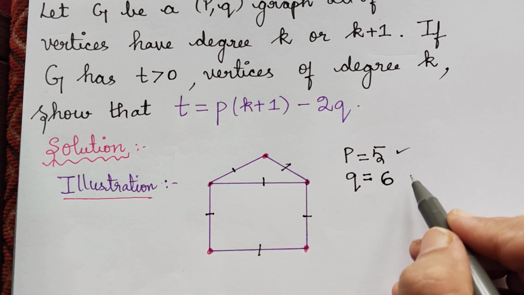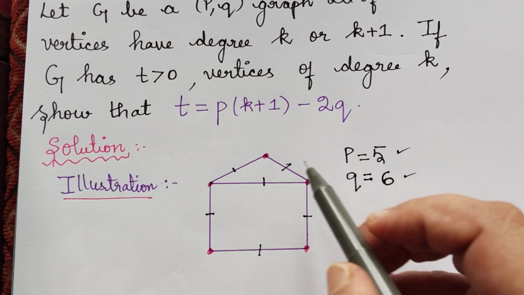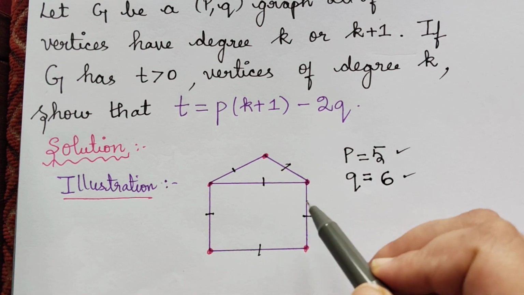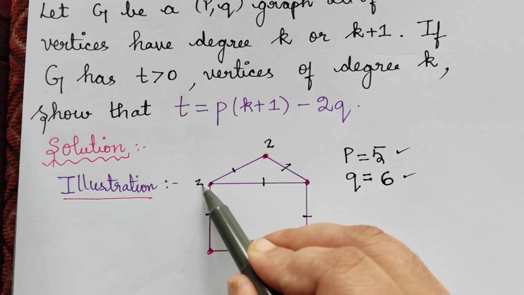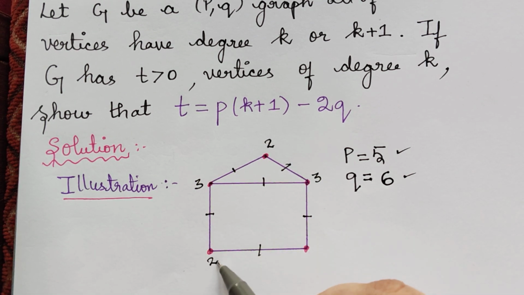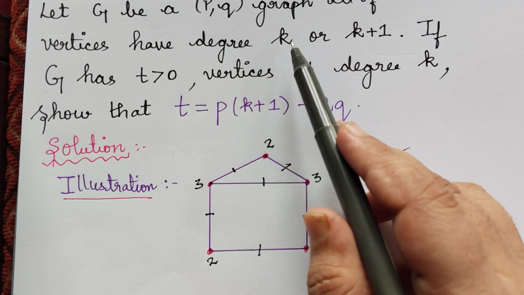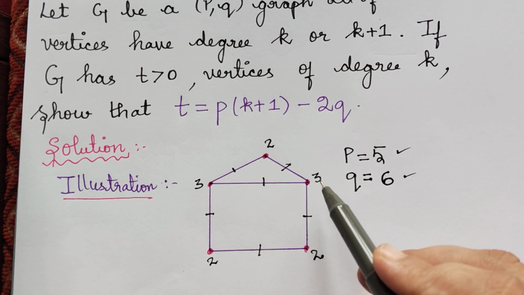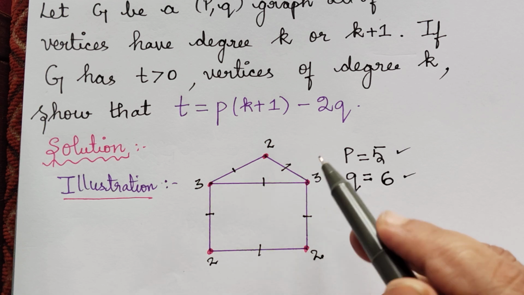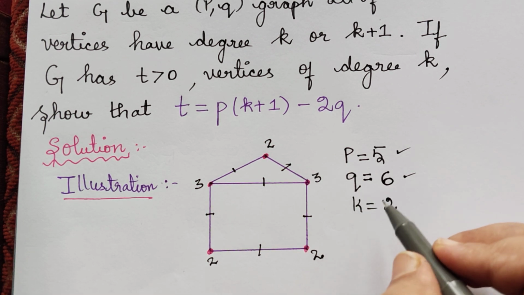We have taken the value of p and written the value of q. What about the value of k? First let us check the degrees of each of the vertices. The degree of this is 2, this is 3, this is 3, this is 2, and the degree of this is also 2. I have taken a graph in such a manner that its degree is k or k plus 1. So k is equal to 2, k plus 1 is 3. We do not have any other degrees. So k is equal to 2.